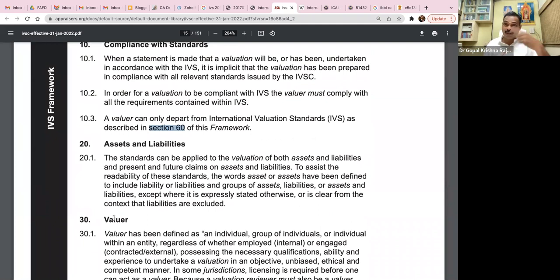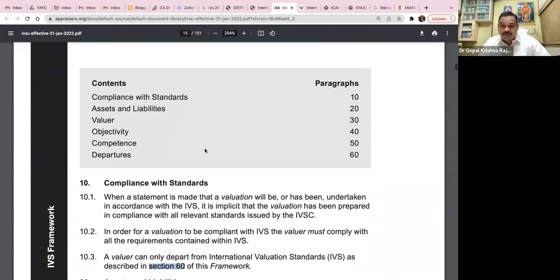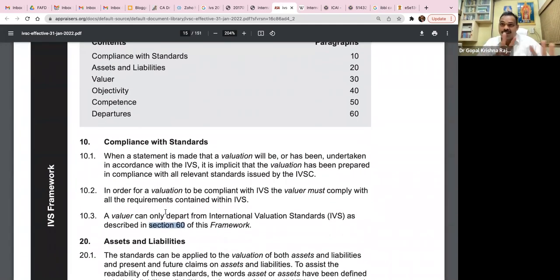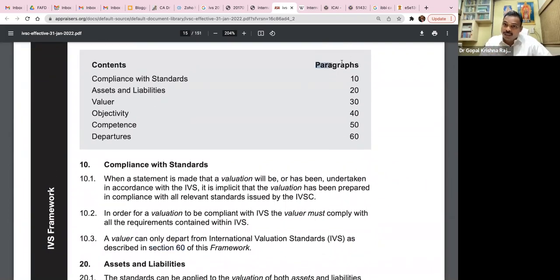So section and paragraph. Here they say paragraphs, here they say section. So they mean like that. Maybe in the next edition they will change this paragraph to section. I've already written to the IVSC Council. These are certain places where you need to make a small addition. This is one particular point where they have to make an addition. So this is with respect to 10.2 and 10.3.